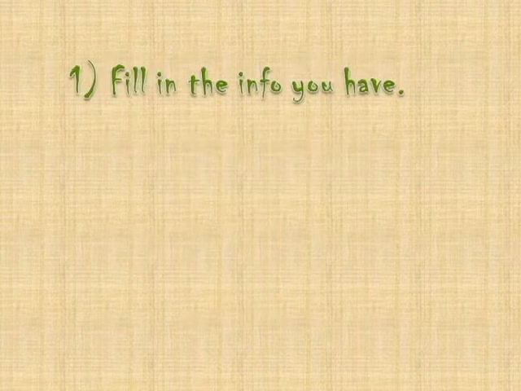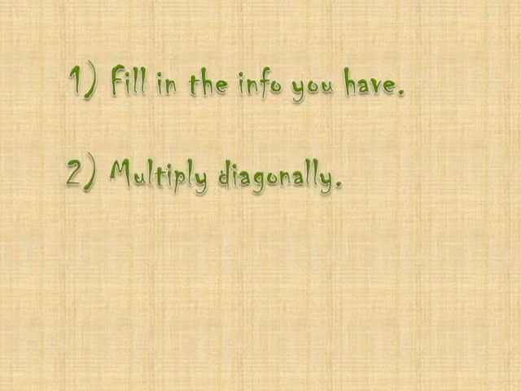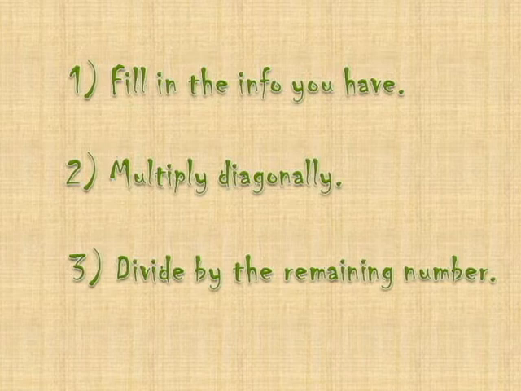So there are really just 3 steps when you use that diagram. The first step is to fill in the information you have based on the word problem. You then take the 2 numbers that you have that are situated from each other diagonally and you multiply them. And once you do that, there's only one remaining number left in your little chart, and you simply divide by that remaining number to give yourself the answer to the problem. I'm going to go through some examples with you now.